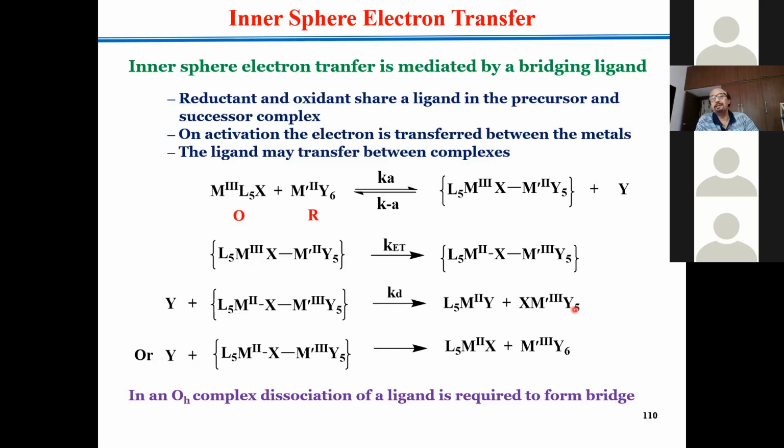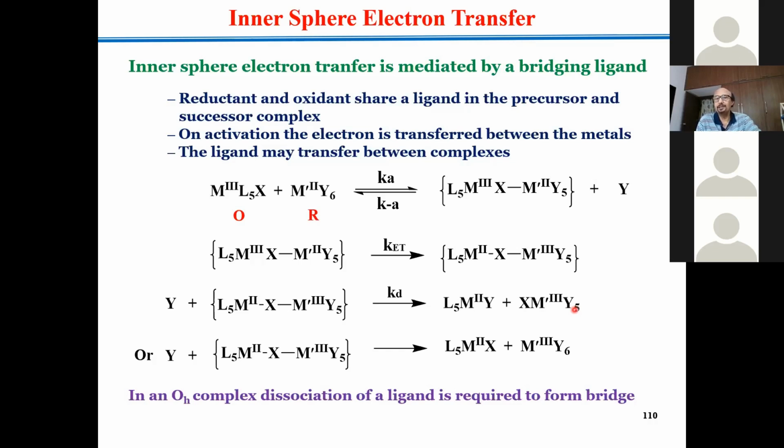Since you have assumed X is the better fitting, that's why X is forming your bridge over there. Once that is formed, the reorganization in terms of bond stretching, bond vibration, would take place with the available activation energy in the system. And then electron transfer will take place. M will be reduced from M3 to M2, and simultaneously M2 will be oxidized to M3. But that is not the final product. That is the intermediate product. And then the dissociation will take place.